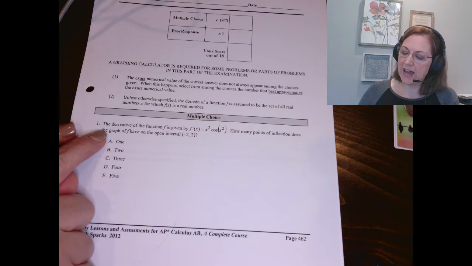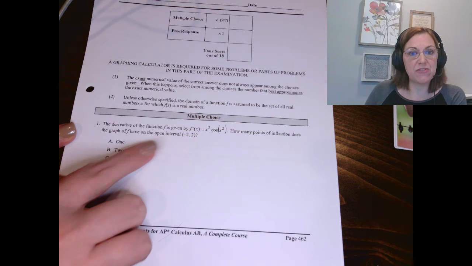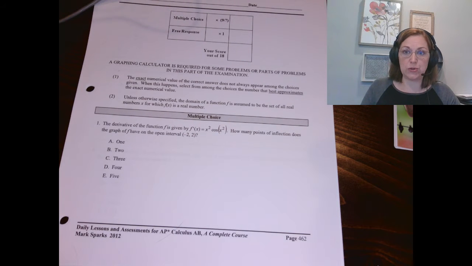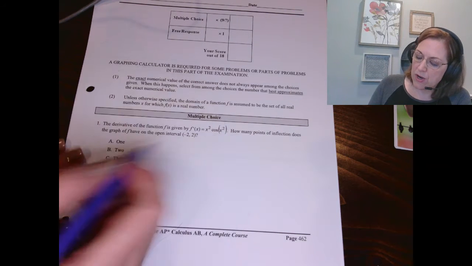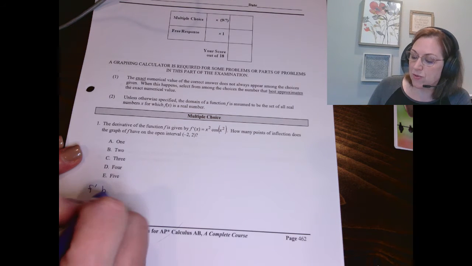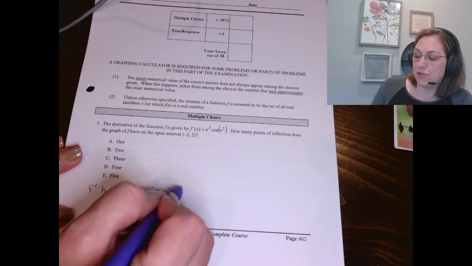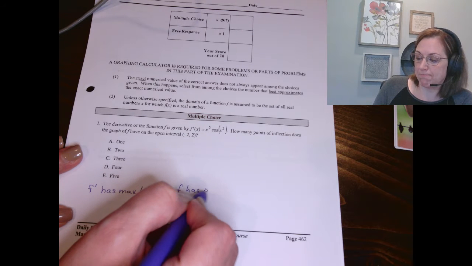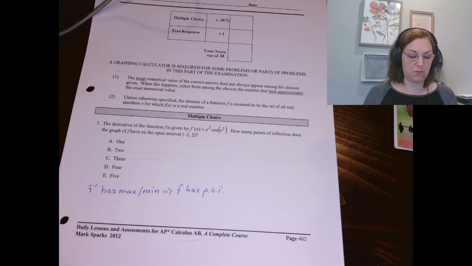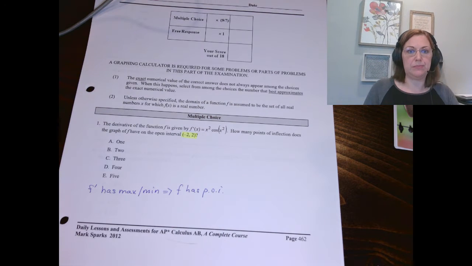We're told that the derivative of the function is given by this equation. How many points of inflection does the graph of the function have on the interval from -2 to 2? Something to note is that when the first derivative has a max or a min, that means that the function has a point of inflection. So what we're looking for on this graph are maxes and mins, and we have to be sure that it falls within this interval -2 to 2.